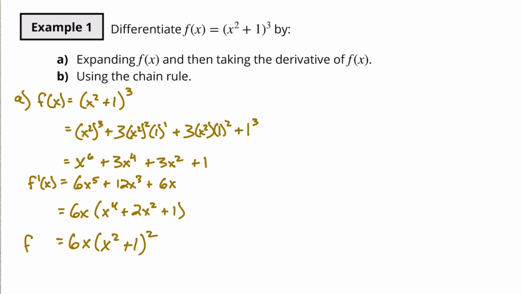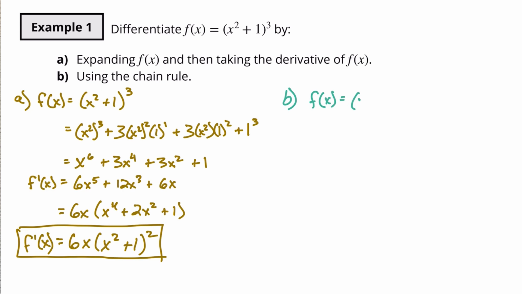All right, so this is our derivative of this function if we want to expand the whole thing out. Now, let's take a look at what happens if we do part B and we want to use the chain rule. Again, f of x is going to equal x squared plus 1, all cubed.